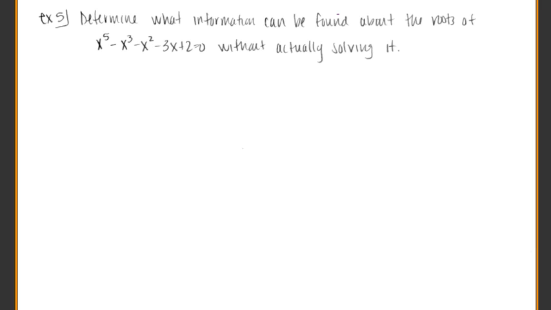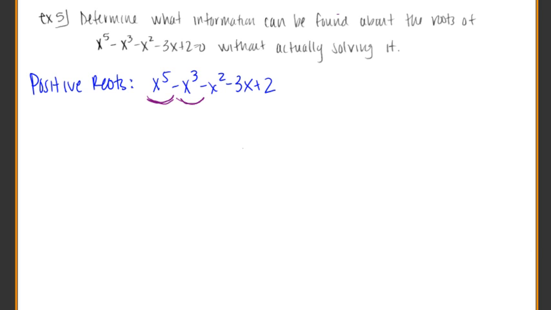Okay, so Descartes' rule of signs basically says that to figure out all of the potential positive roots, you go to the original function, which is x to the 5th minus x cubed minus x squared minus 3x plus 2, and you count the number of sign changes. So my front term's positive, so if I go from positive to negative, that's one sign change. The next time is negative to negative, it hasn't changed.